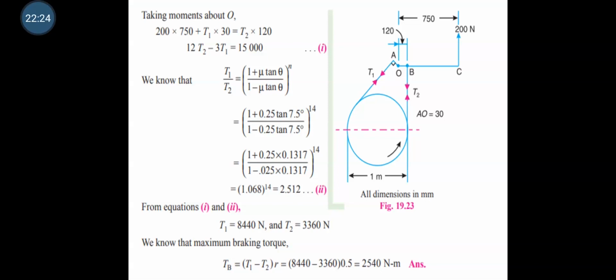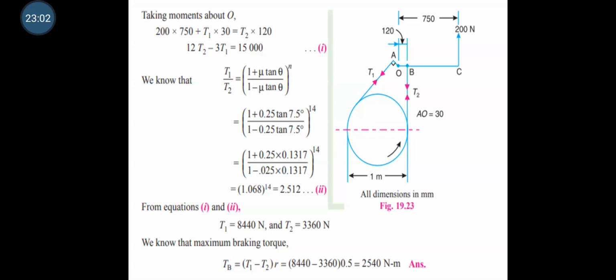By solving this equation, 12 T2 minus 3 T1 is equal to 15,000. Consider it as the first equation. We know that for the tensions on the tight and slack sides, T1 divided by T2 is equal to (1 plus mu tan theta divided by 1 minus mu tan theta) the whole power n. We already know the mu value, it is given, and theta is also given. Substituting these values, we find T1 divided by T2 is equal to 2.512. Consider it as equation number 2.